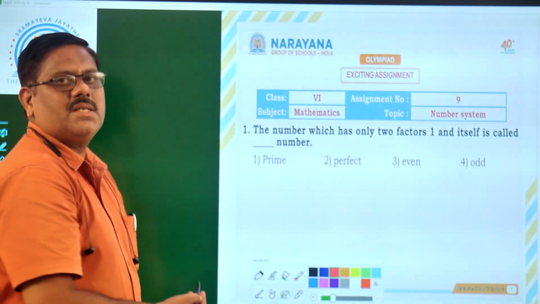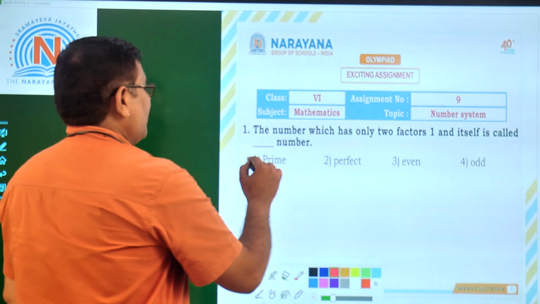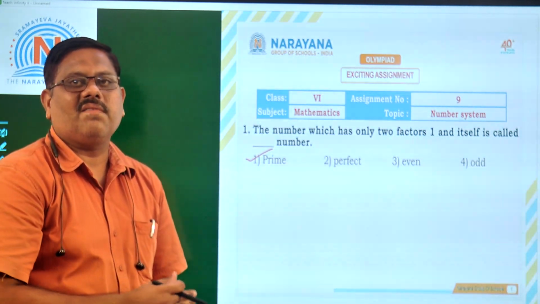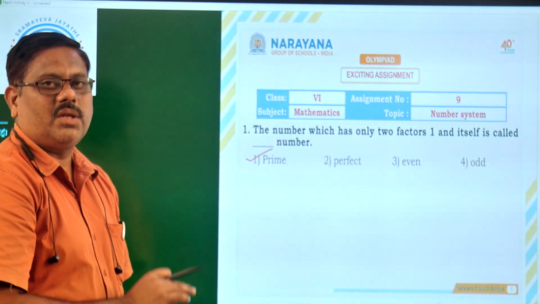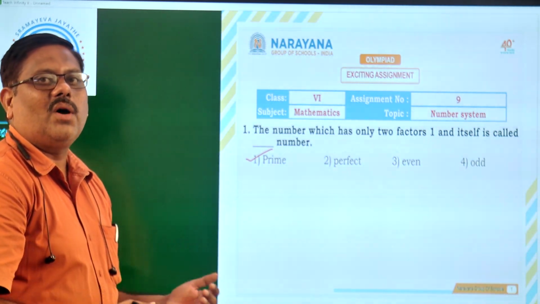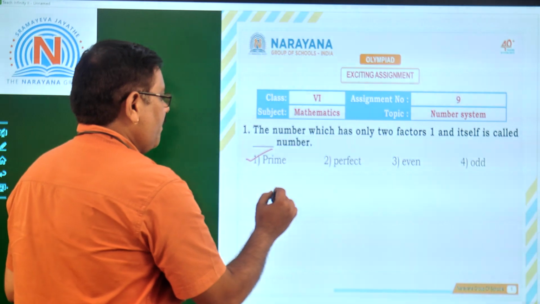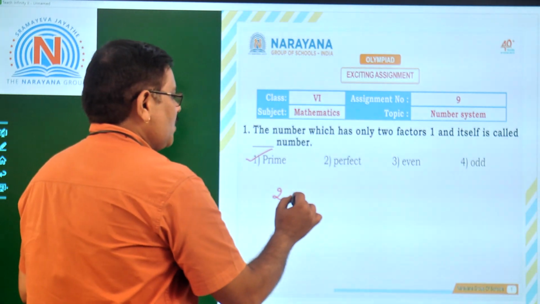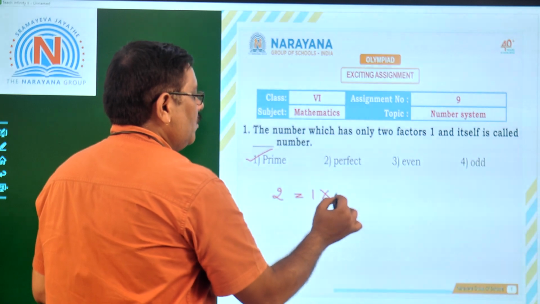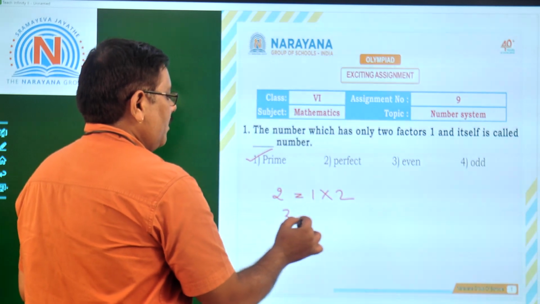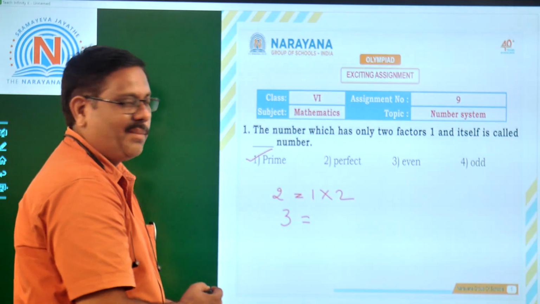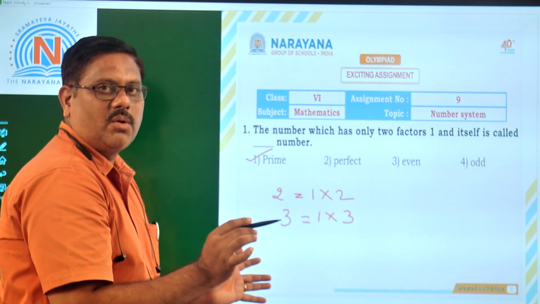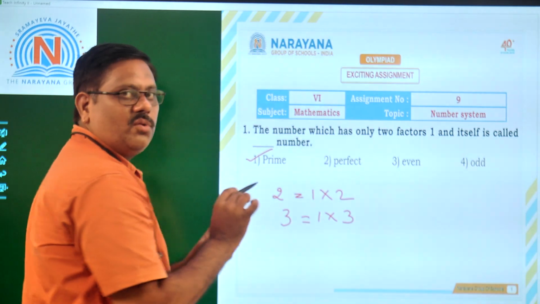So it is a very basic definition of a prime number. A prime number is the one which has one and itself as factors for it. So there are no other factors than one and itself. Example, let us take 2. 2 is the only even prime number because 2 can be written as only 1 into 2. 3 is the first odd prime. So this can be written as 1 into 3. That's all. That is the only possibility to write 3 as product of two numbers.